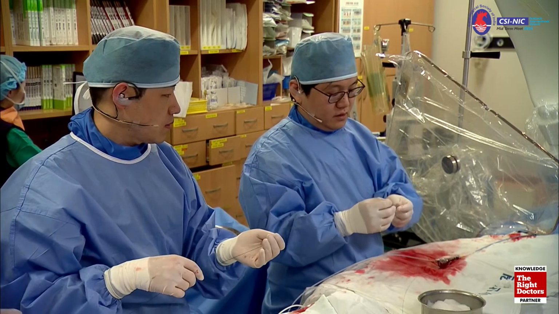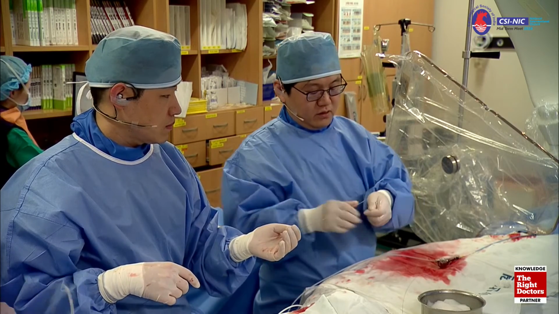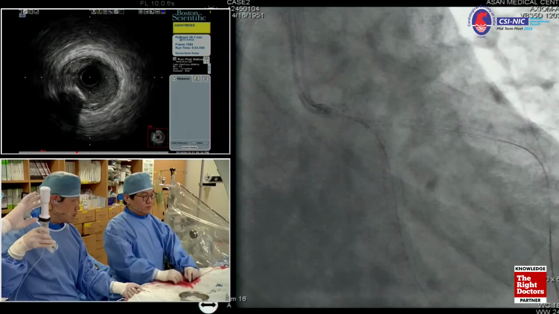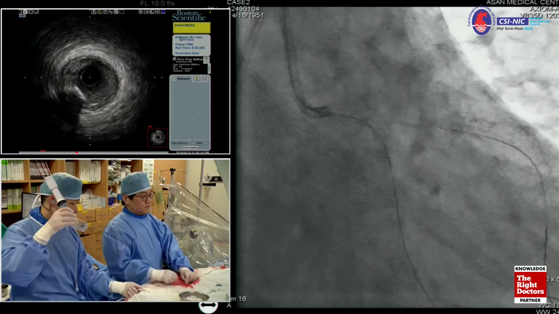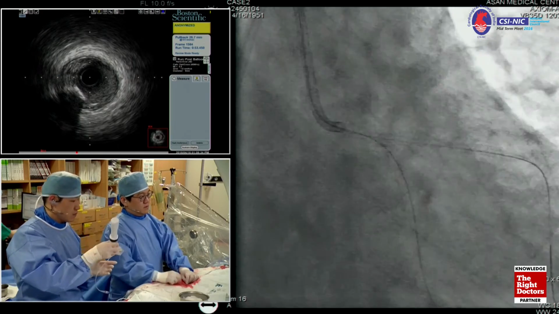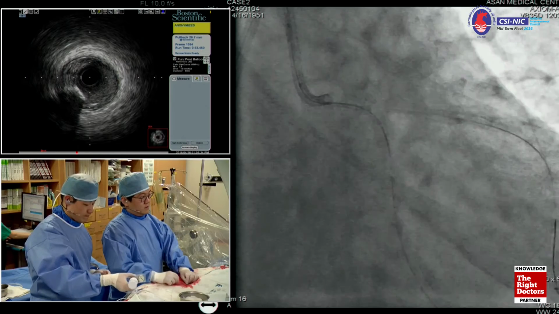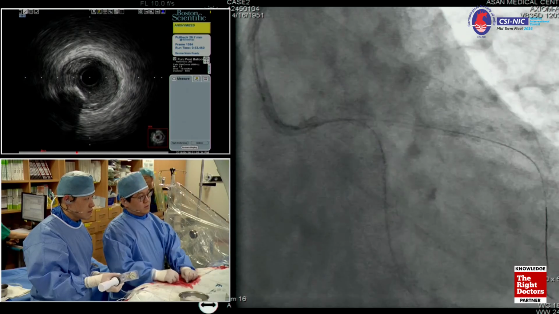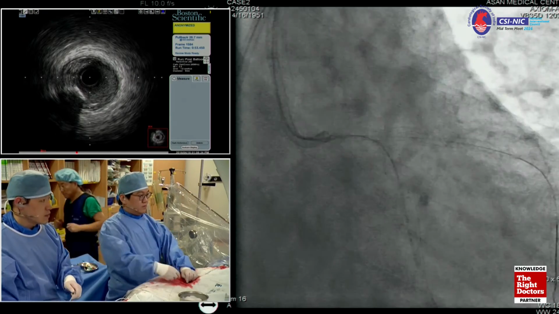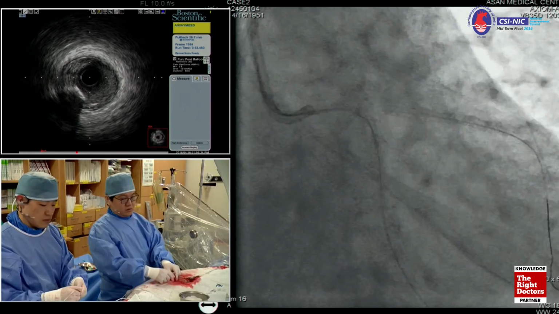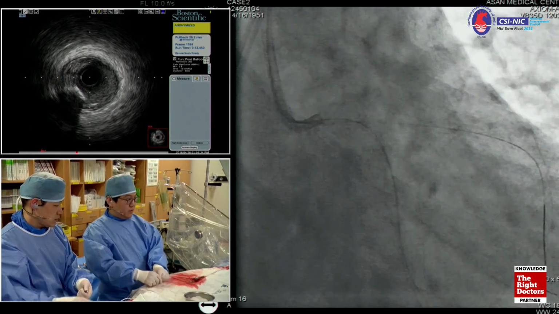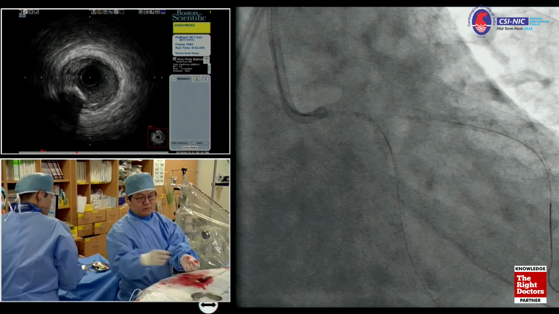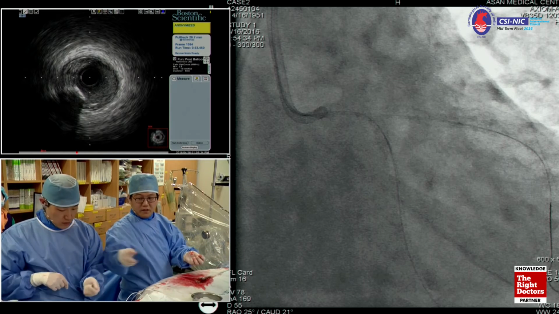For the circumflex stent, I will choose the 2.75 high pressure balloon, and for the LAD, I will use the 3.5 non-compliant balloon. Let's just see. Please give us a 2.75 compliant balloon, 2.75. A 2.75 compliant balloon, please. And a compliant balloon for the LAD, 3.5.